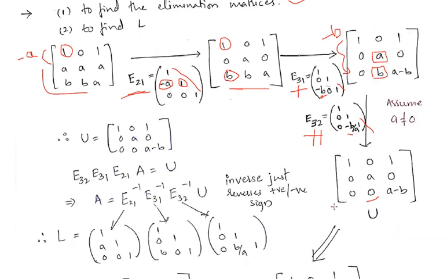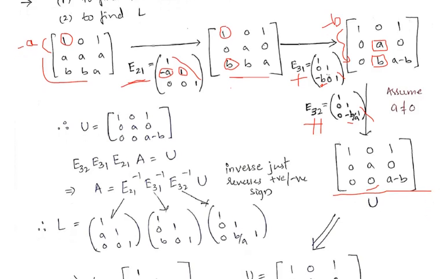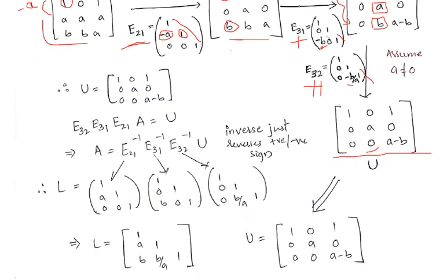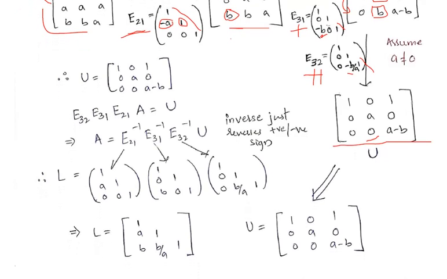So can you see this? This is the upper triangular matrix that we were thinking about. So we arrived at the upper triangular matrix, that is 1 0 1, 0 a 0, 0 0 a minus b. Fine. And diagonal elements need not be 1. It is just an upper triangular matrix.